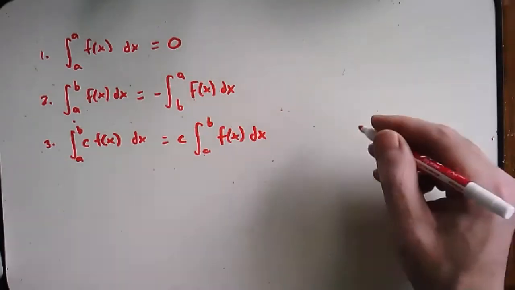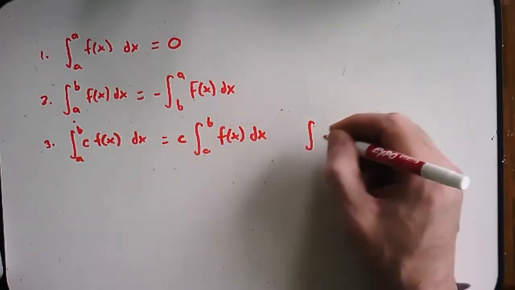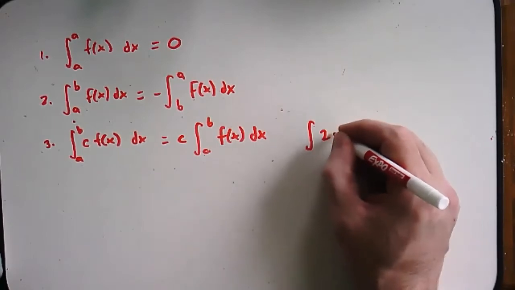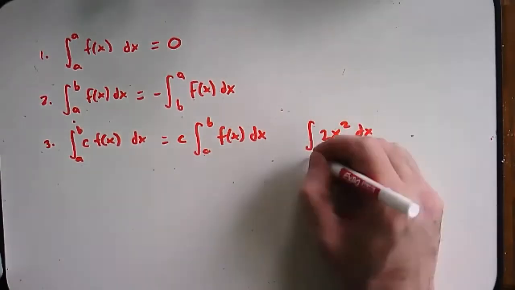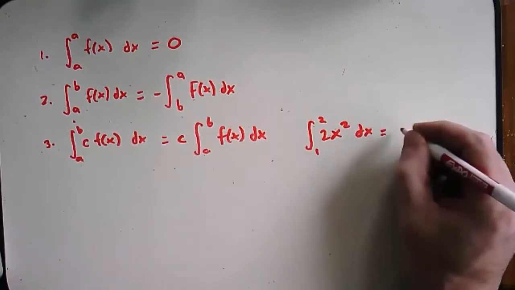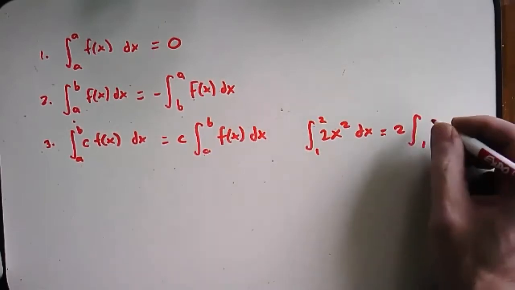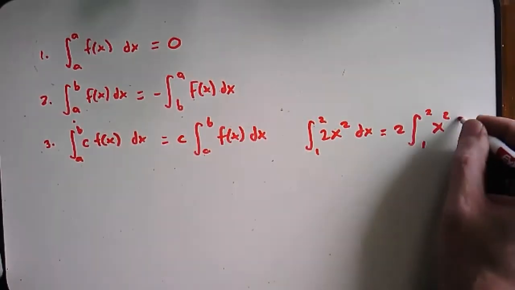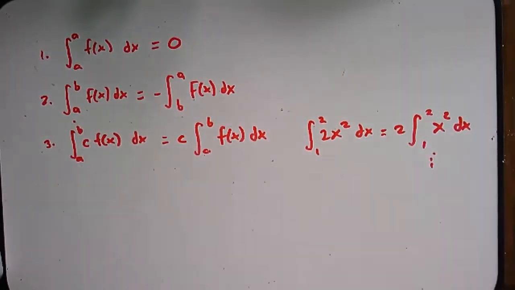So, if we wanted to find the area below the curve of 2 x squared dx from 1 to 2, we can factor that 2 out and do the definite integral of x squared dx. Right, that's allowed. Okay, 2 more.